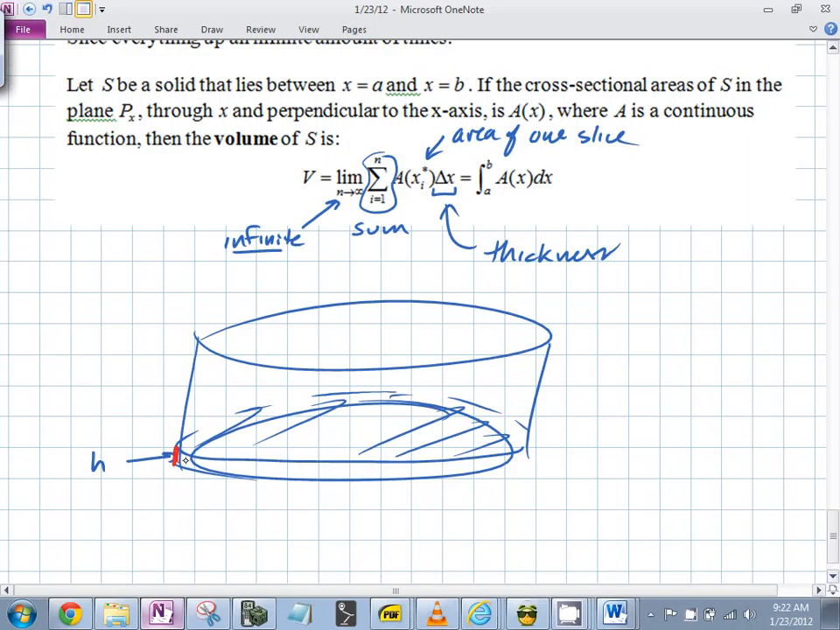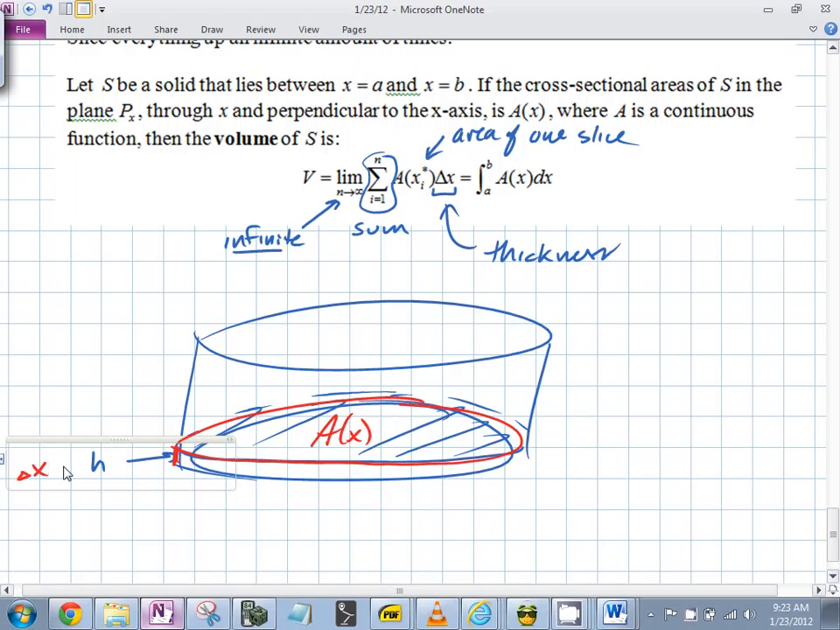A of x is going to be the surface area right here. This is going to be the surface area, A of x right there. This right here correlates to delta x. If you multiply A of x by delta x, what do you get? The volume of that slice.